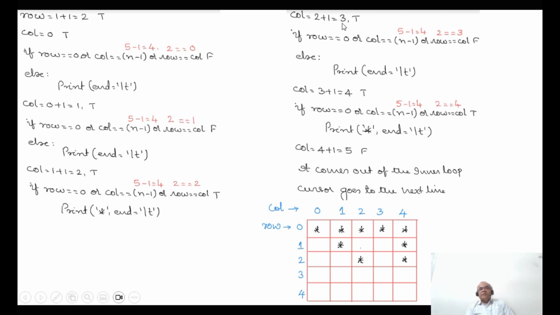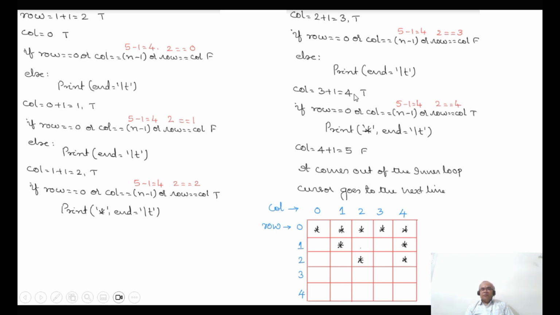2 plus 1, it becomes 3. Row is equal to 0, no. Row 2 is equal to 0, no. Or column is equal to n minus 1, which is 4, no. 2 is equal to 3, no. Column is 3, so none of the conditions is true. So it is false, so it prints space. Here it gives the space and goes to the fourth column.